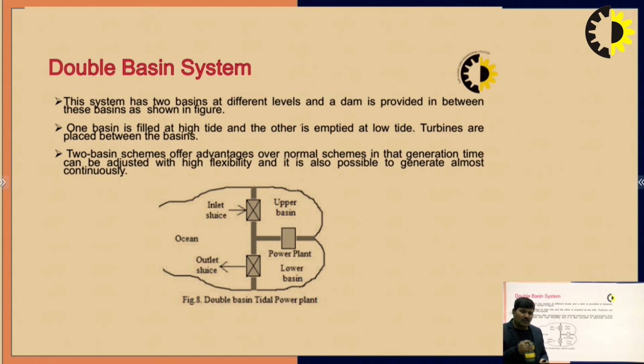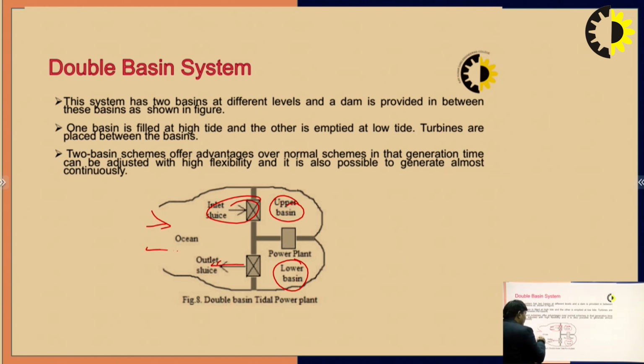We can say that one is the upper basin system and the second is the lower basin system at different levels, and the dam is provided between these basins, as shown in the figure. You can see here the inlet sluice gate, right? And these are the upper basin area, and that is the lower basin area, right? And the outlet of this sluice gate, and these are the oceans.